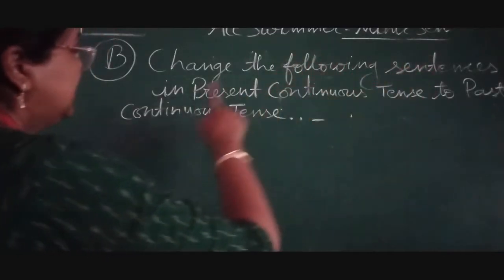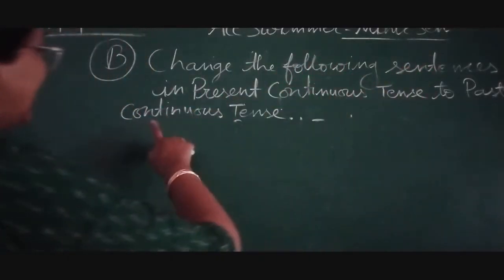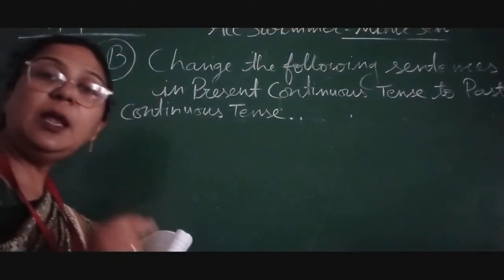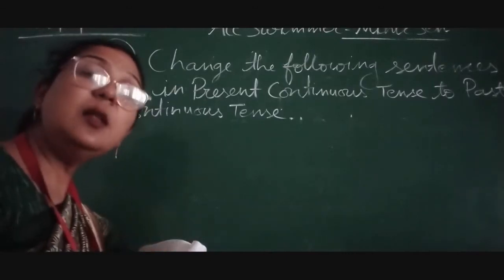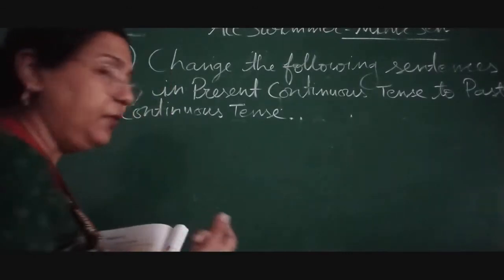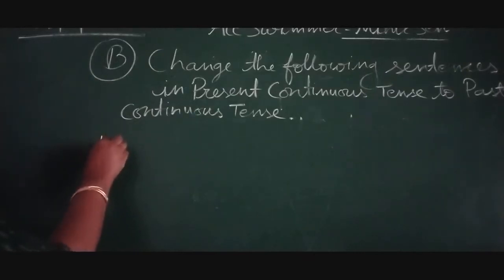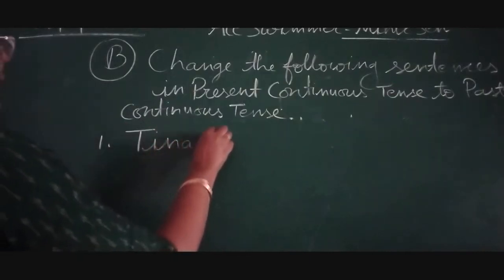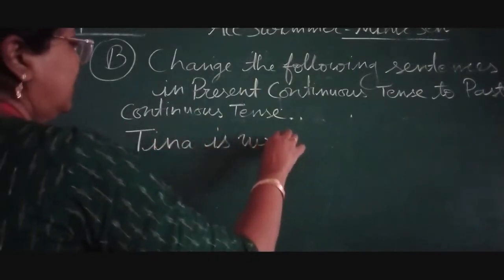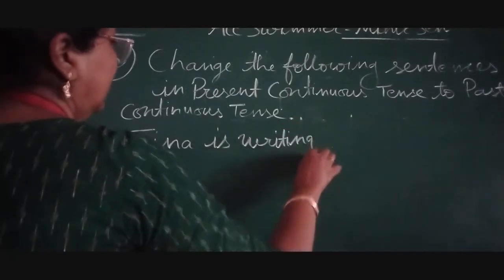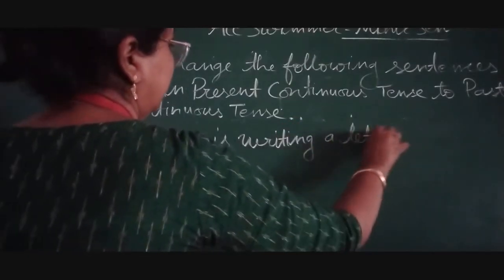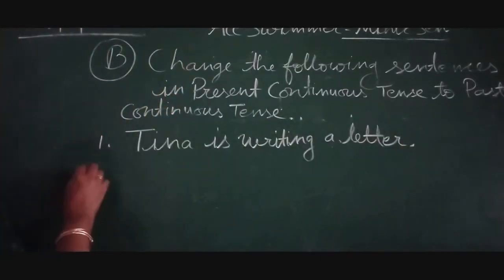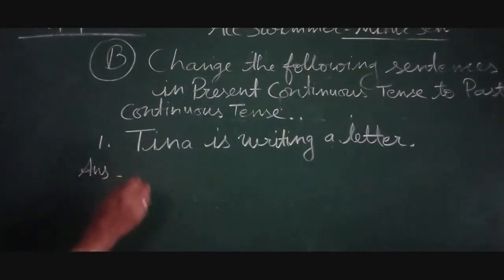Change the following sentences in present continuous tense to past continuous tense. It means the exercises are given in present continuous tense. So we will change into past continuous tense. Now first number, Tina is writing a letter. Children, Tina is writing a letter. So we will change it into past continuous tense. So what we will do?